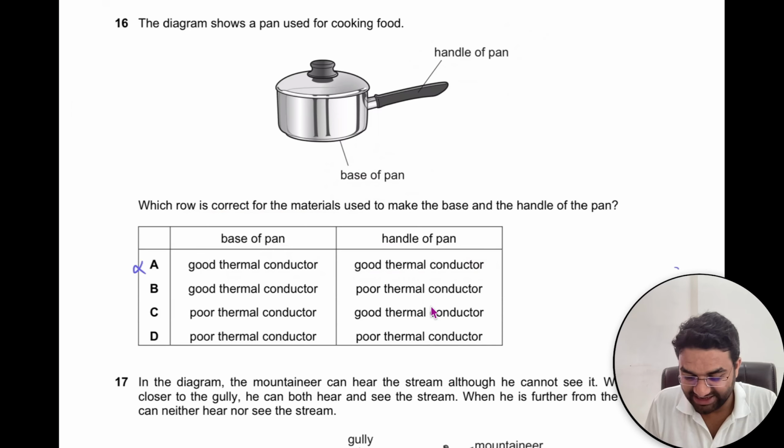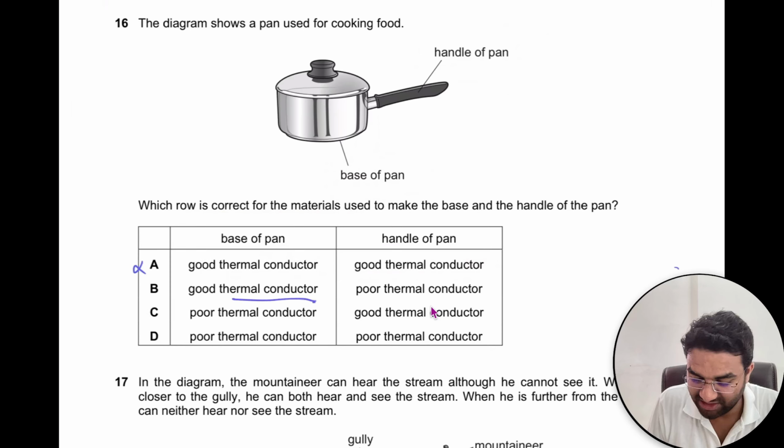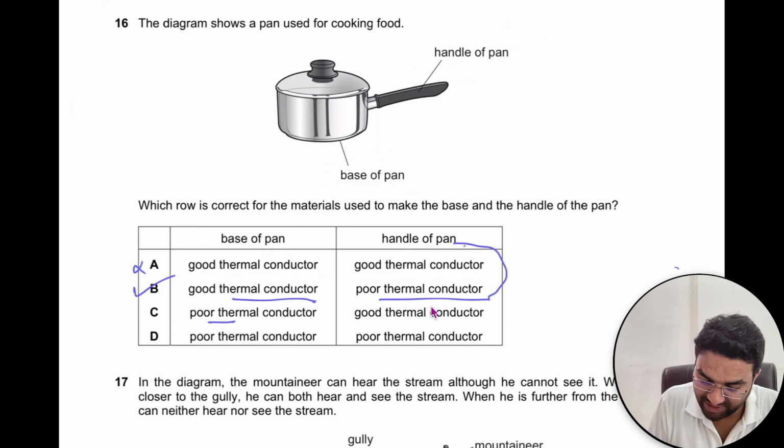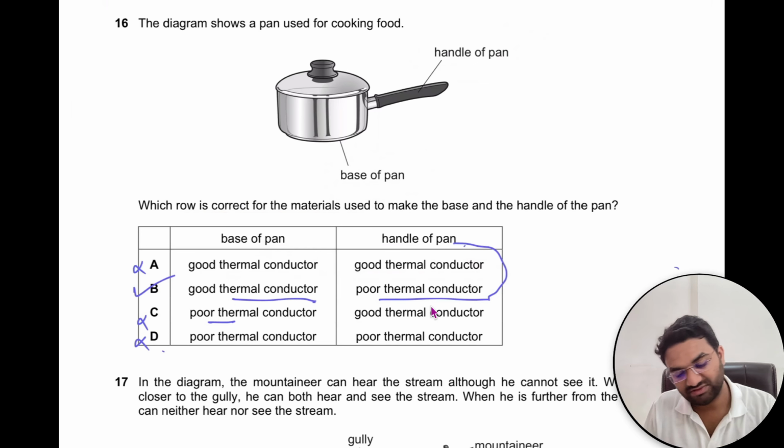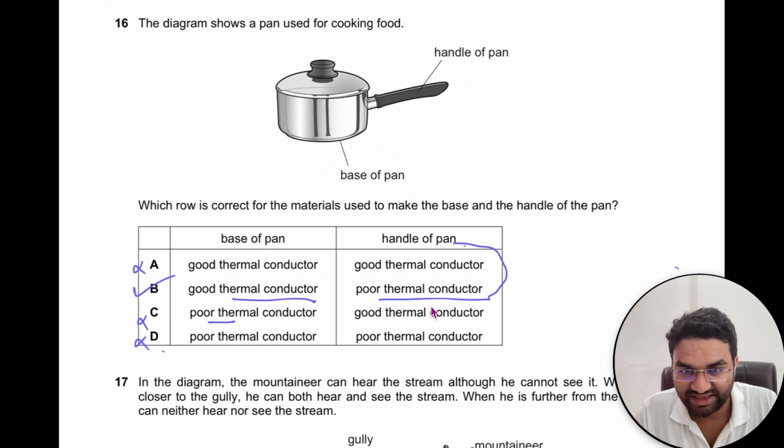So that's not correct one. The base of the pan: good thermal conductor, poor thermal conductor; heat handle of the pan. So this one makes sense. Then poor thermal conductor, base of the pan, no. And these two options we can straight away cancel.